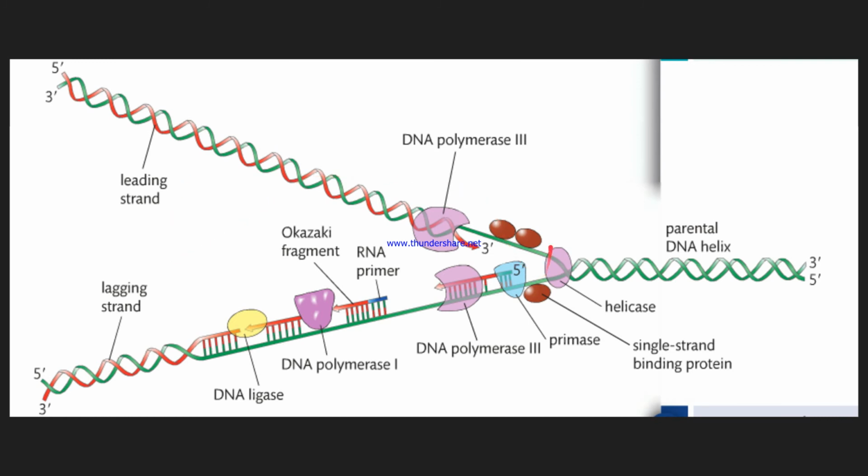So to sum it up, helicase unwinds, creating the replication fork. And that's this picture. Primase bonds to primer sites and puts down RNA primer right here. DNA polymerase 3 can only form strands traveling 3' to 5'. So on the leading strand, it forms a continuous chain, and on the lagging strand, it forms several Okazaki fragments. DNA polymerase 1 converts the RNA primers to DNA, and ligase bonds everything together.